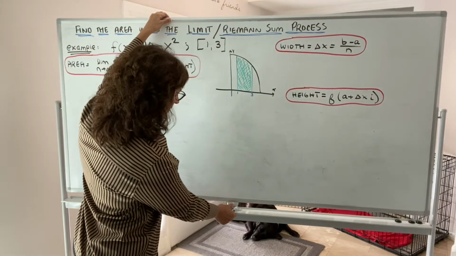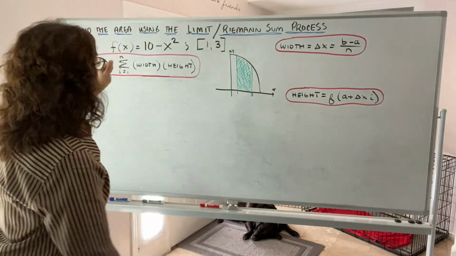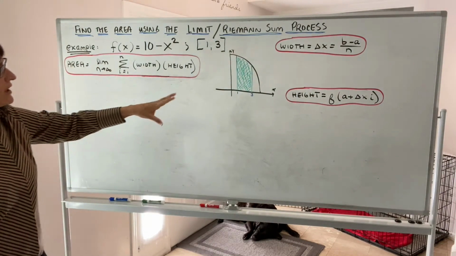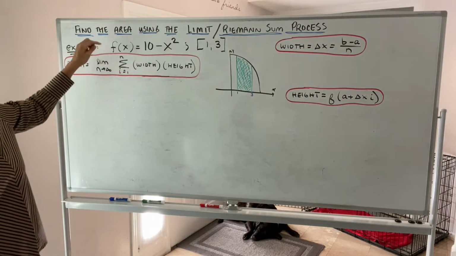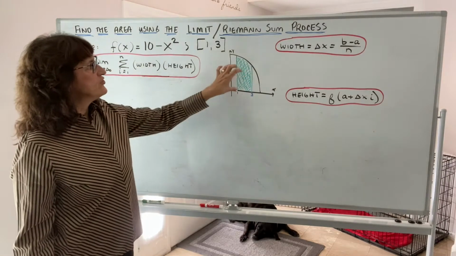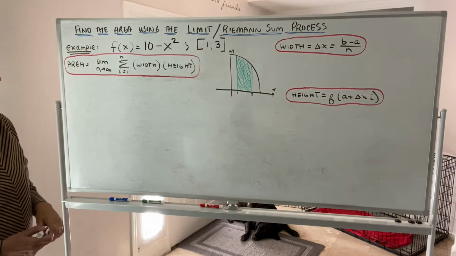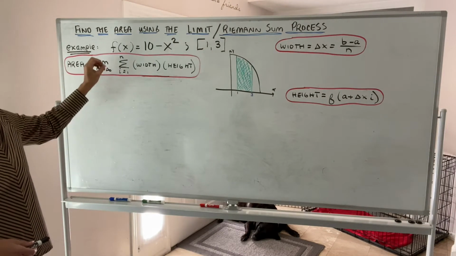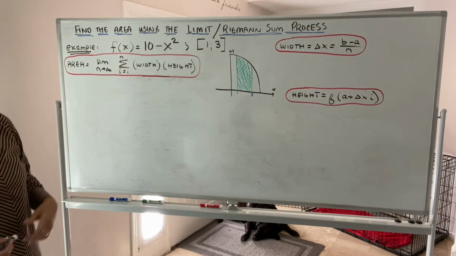We want to find the area. I drew a diagram here, this green region right here. Our function is 10 minus x squared, and the interval is from 1 to 3. We just want the area of this shape right here. So we are going to take the limit as n goes to infinity of the summation, i goes from 1 to n, of the width times the height.